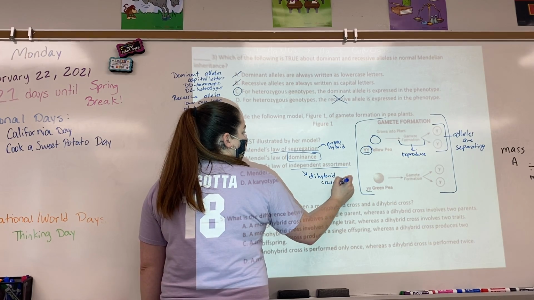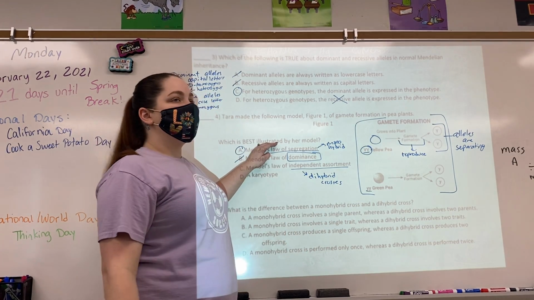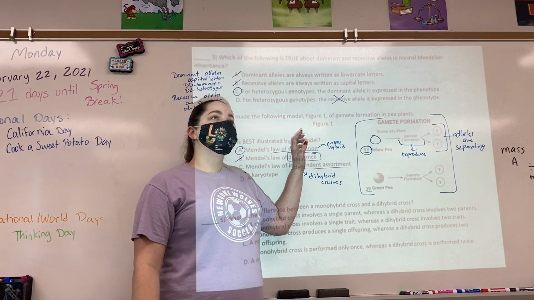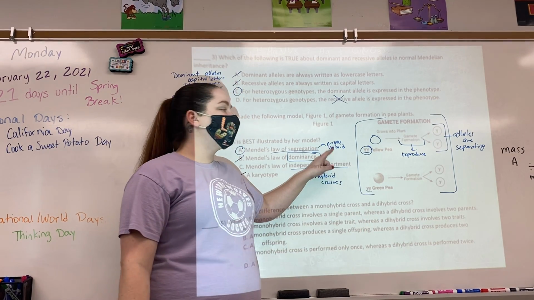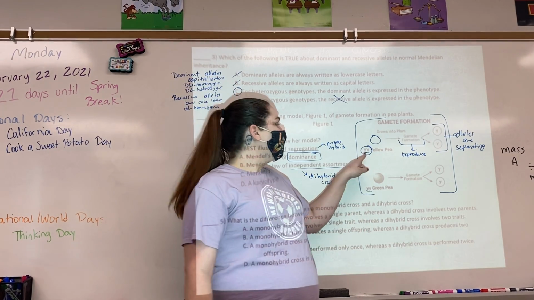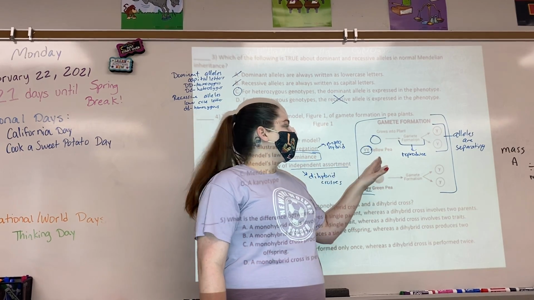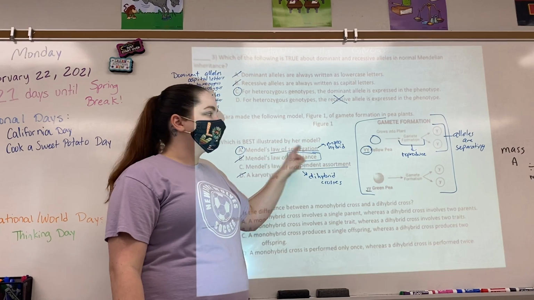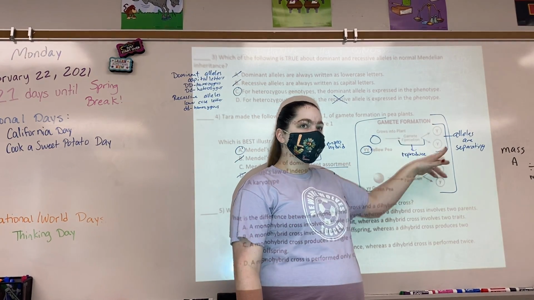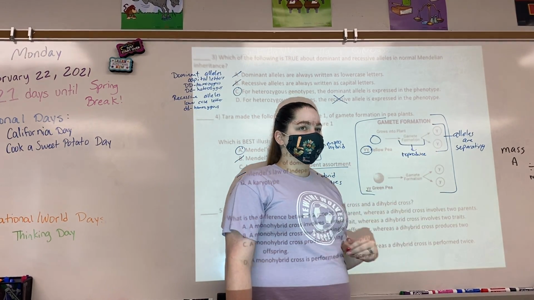So the law of segregation is very easily seen when you have a monohybrid cross, when you have one trait, which is color. If we're looking at that one trait, then it is very easy to see the law of segregation, that our alleles are splitting in order to make our offspring.